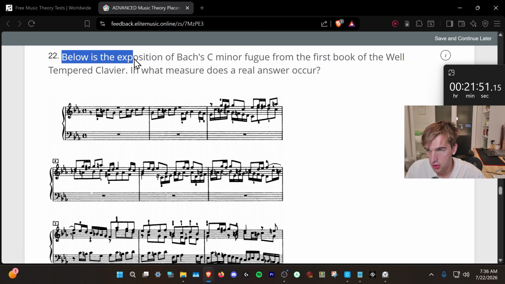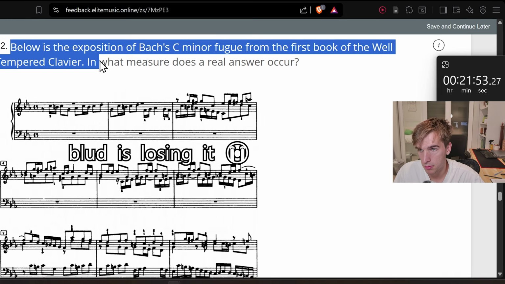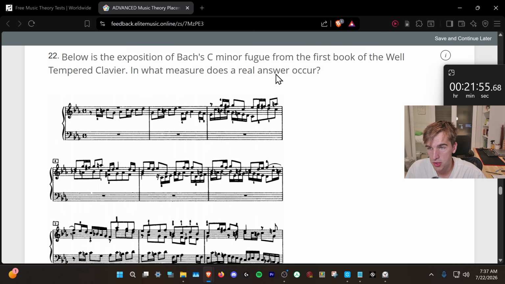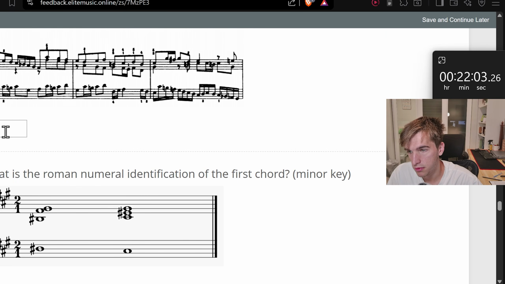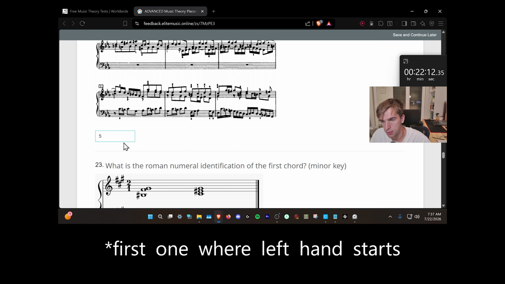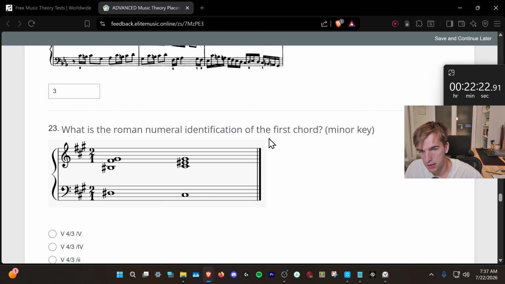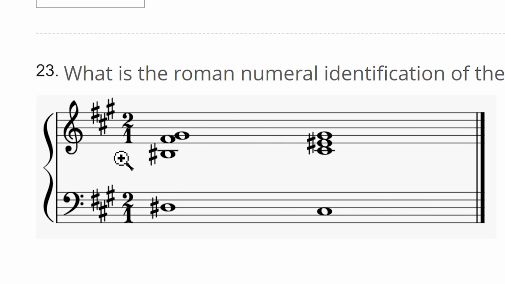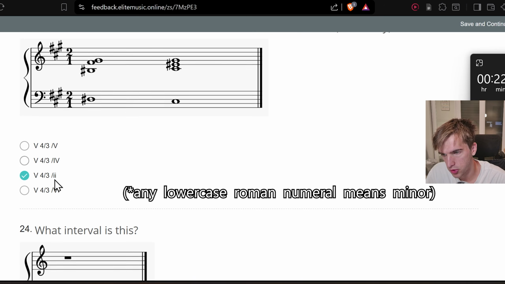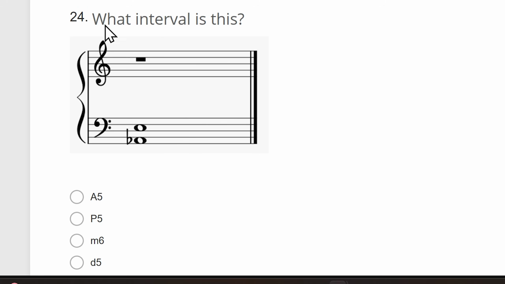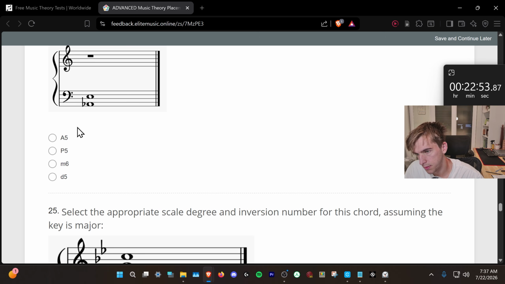Below is the exposition of Bach's C minor fugue from the first book of the Well-Tempered Clavier. At what measure does a real answer occur? I'm gonna put measure 5 or measure 3. That's the first one. I'm gonna put measure 3. What is the Roman numeral identification of the first chord? I've never seen 2 1 time signature. This is so cool. So minor key is always the small 2, so I'm just gonna go with this one. What interval is this? It's an augmented fifth.